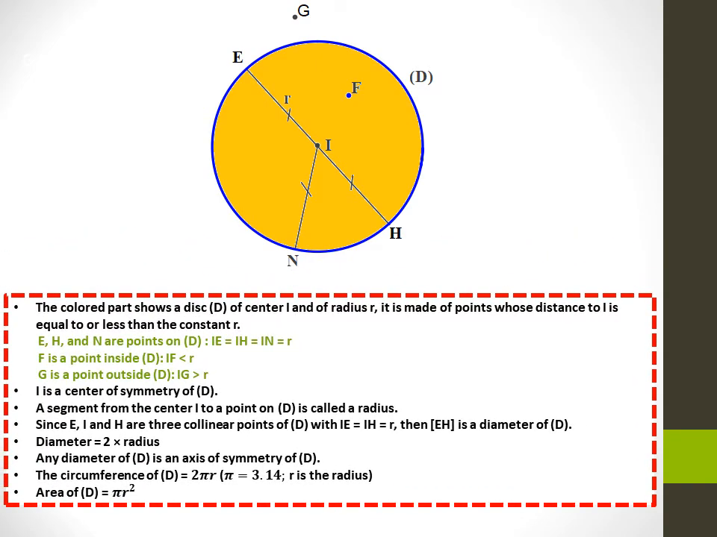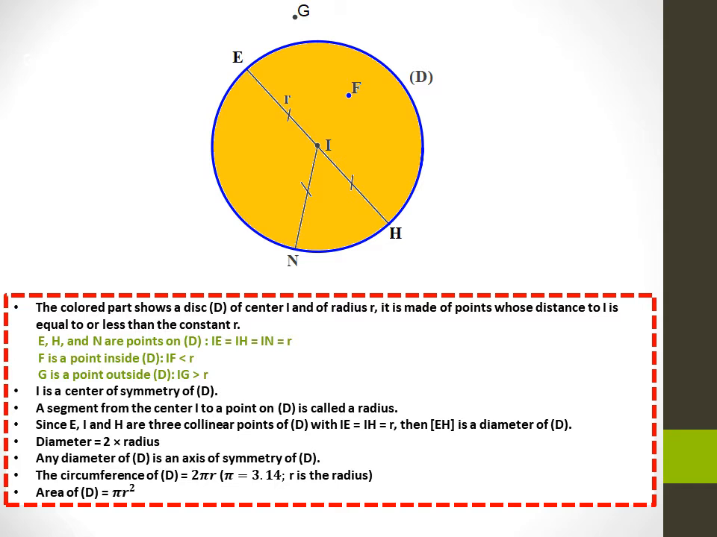The colored part shows the disk of center I and of radius R. E, H, and N are points on D. IE equals IH equals IN equals R. IF is less than R since F is a point inside D, and IG is greater than R since G is a point outside D. I is the center of symmetry of D. A segment from the center I to a point on D is called the radius.